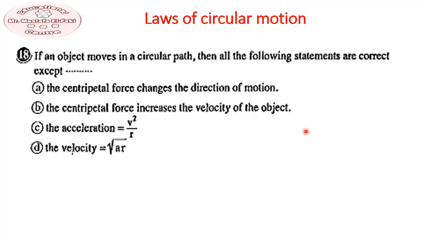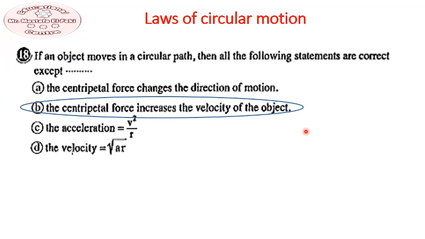If an object moves in a circular path, then all the following statements are correct except what? The centripetal force that acts on a body moving in a circle keeps the velocity constant in magnitude and changes its direction only. So the wrong statement is that the force increases the velocity of the body.